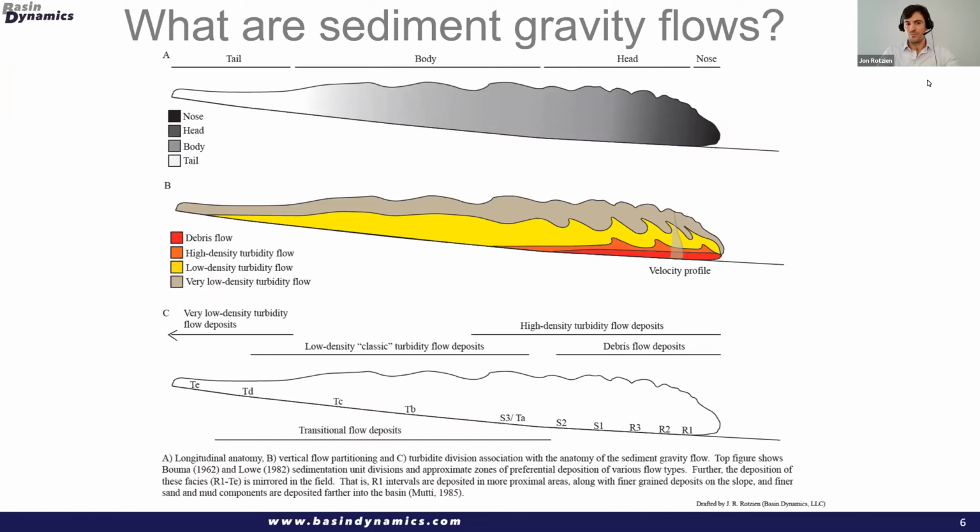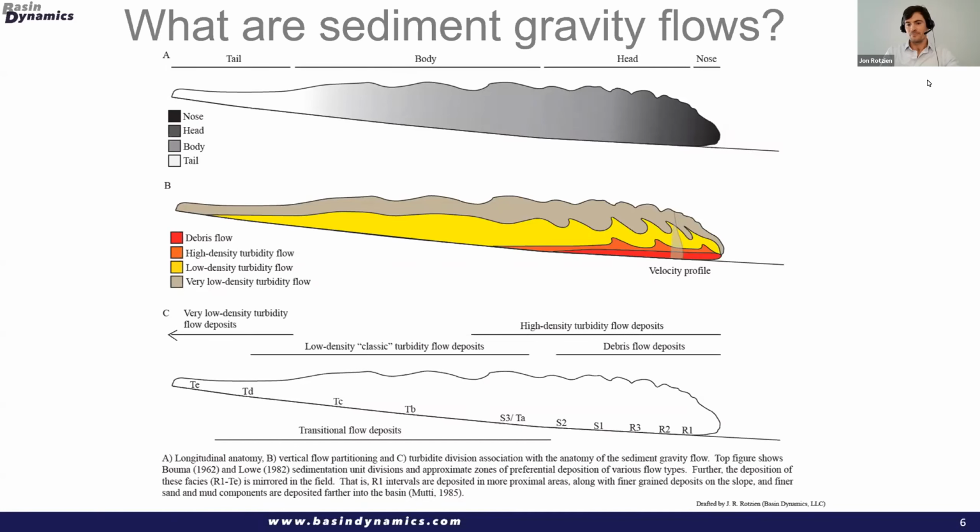These are subdivided into debris flows, high density turbidity flows, low density and ultra low density turbidity flows, as shown here in this cartoon. And they're subdivided into nose, head, body, and tail parts. And those deposit different types of first order architectural elements. These are coarse grained to fine grained, depending on the sediment available to the system.